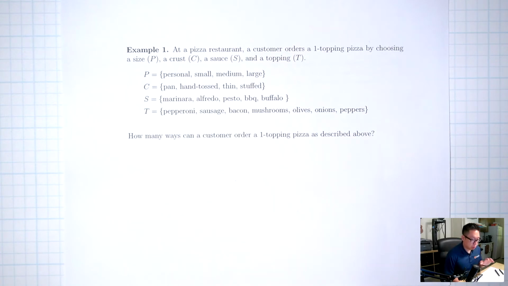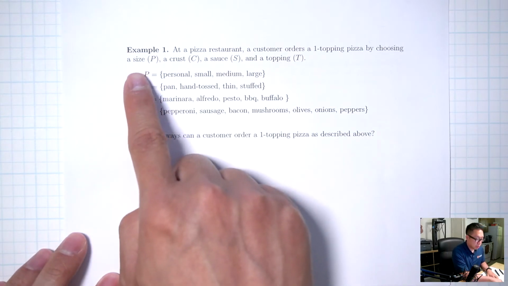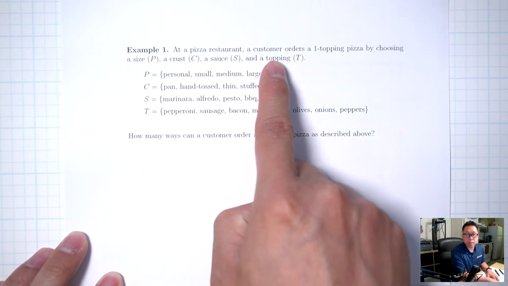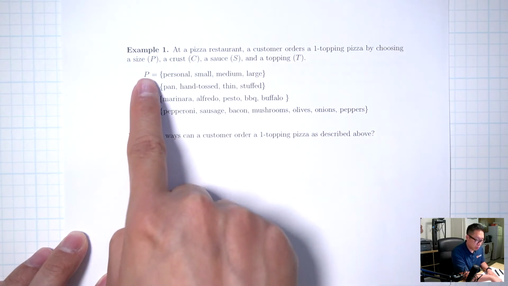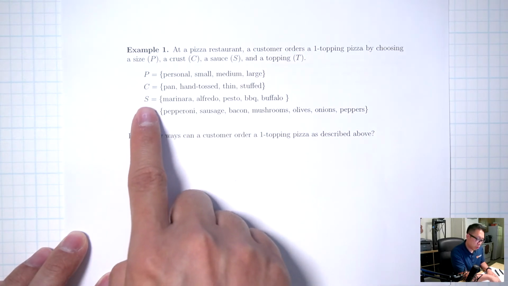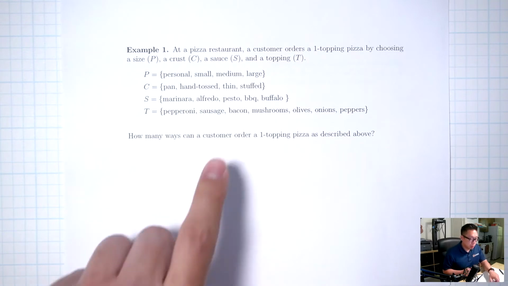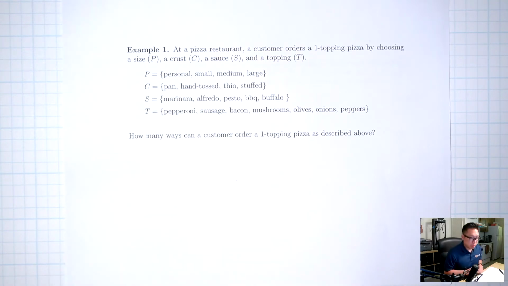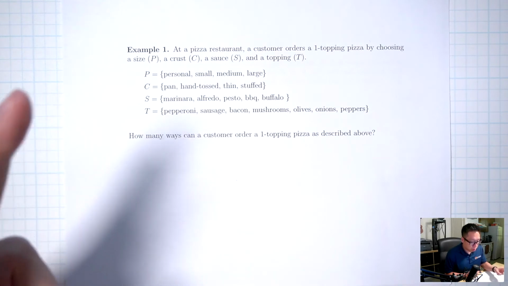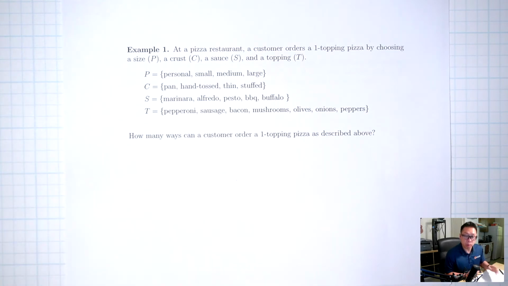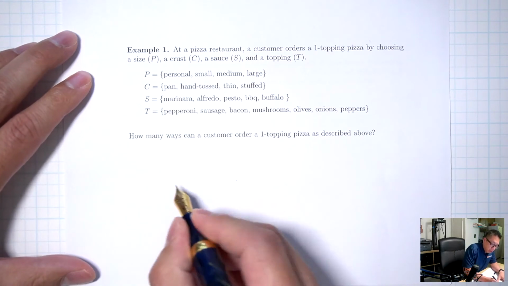Example 1. Here we are at a pizza restaurant, and to order a one-topping pizza, a customer has to choose a size, a crust, a sauce, and a topping. These are our options for size, crust, sauce, and topping. How many ways can a customer order a one-topping pizza as described above? To use the counter principle, you have to first decide how many blanks you need. That's how many choices you have to make to order this one-topping pizza. We have to choose a size, that's 1, crust 2, sauce 3, and topping 4. So there should be 4 choices, so 4 blanks.